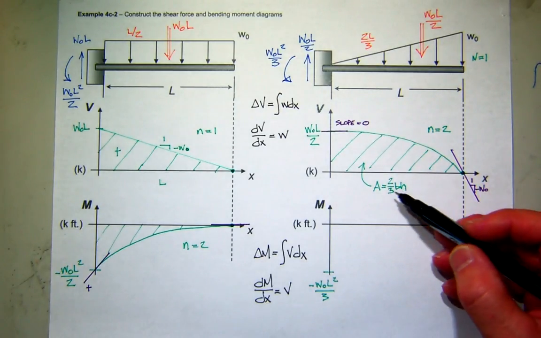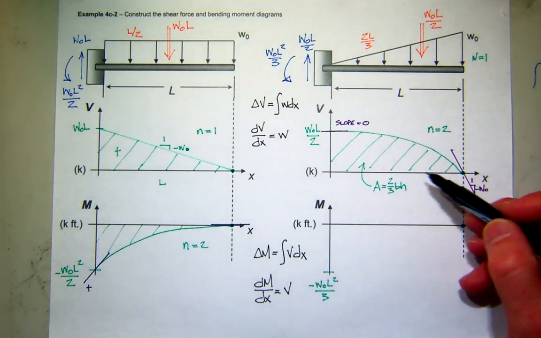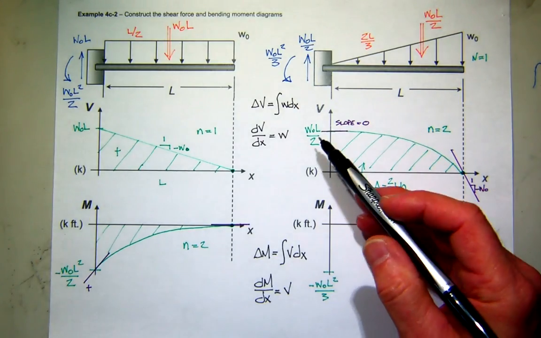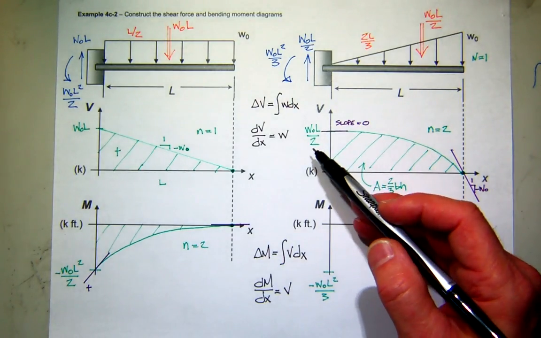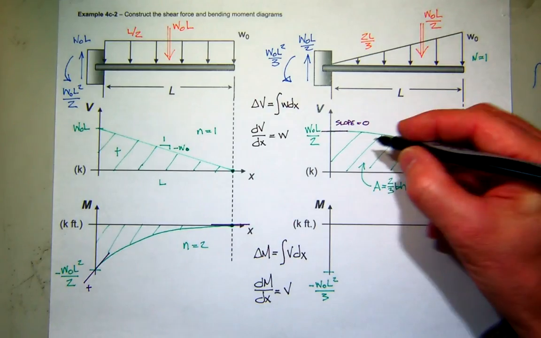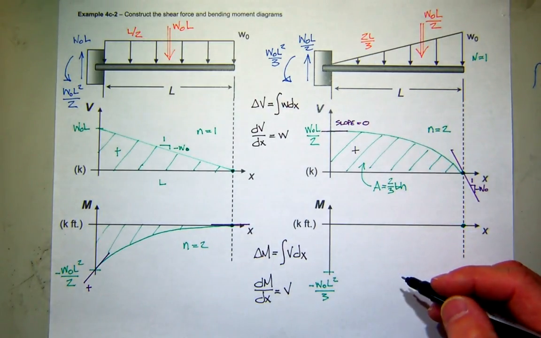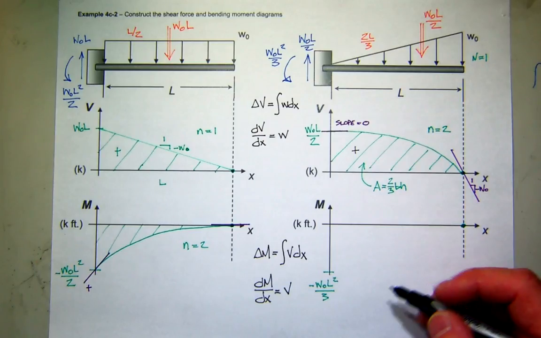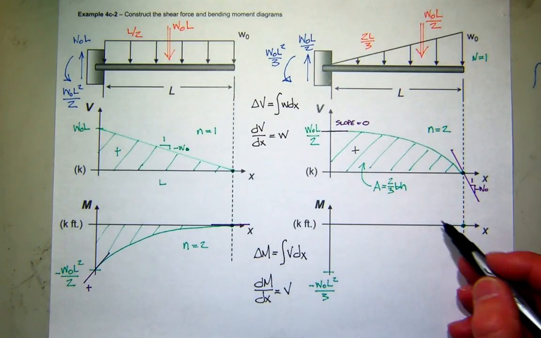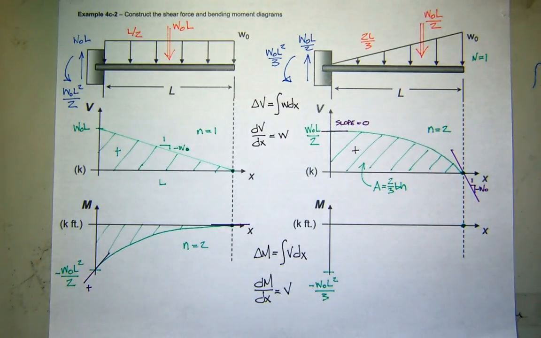So what is the area? 2/3 base times height. So it's 2/3 L times W naught L over 2. And when you calculate that, that comes out to a positive value of W naught L squared over 3. So you add that to this value and you do get 0. So that does seem to work.